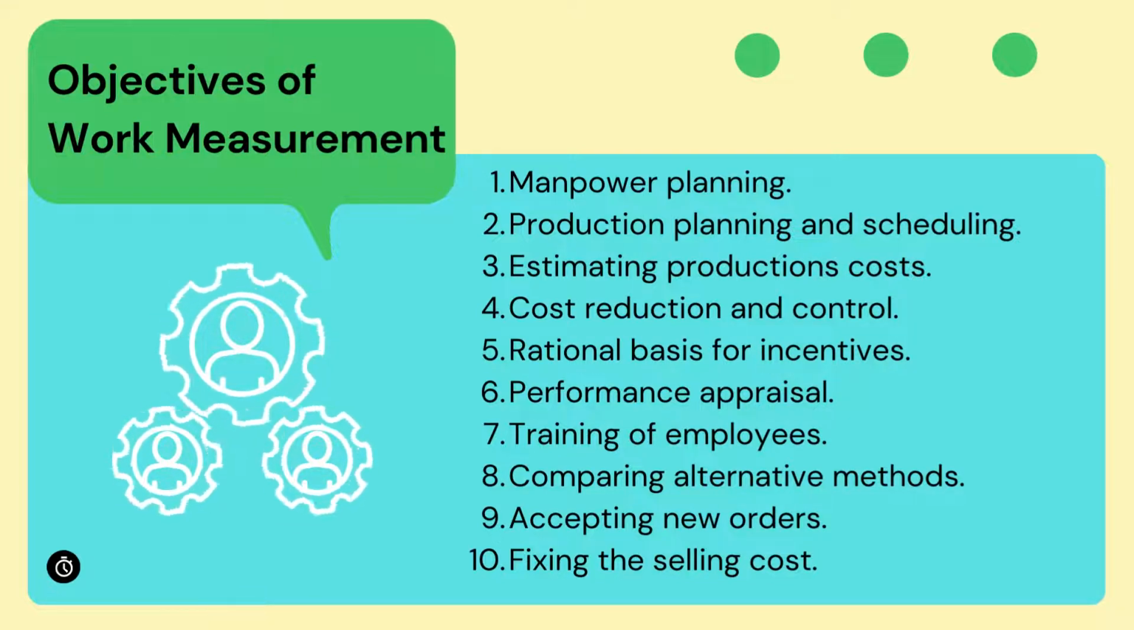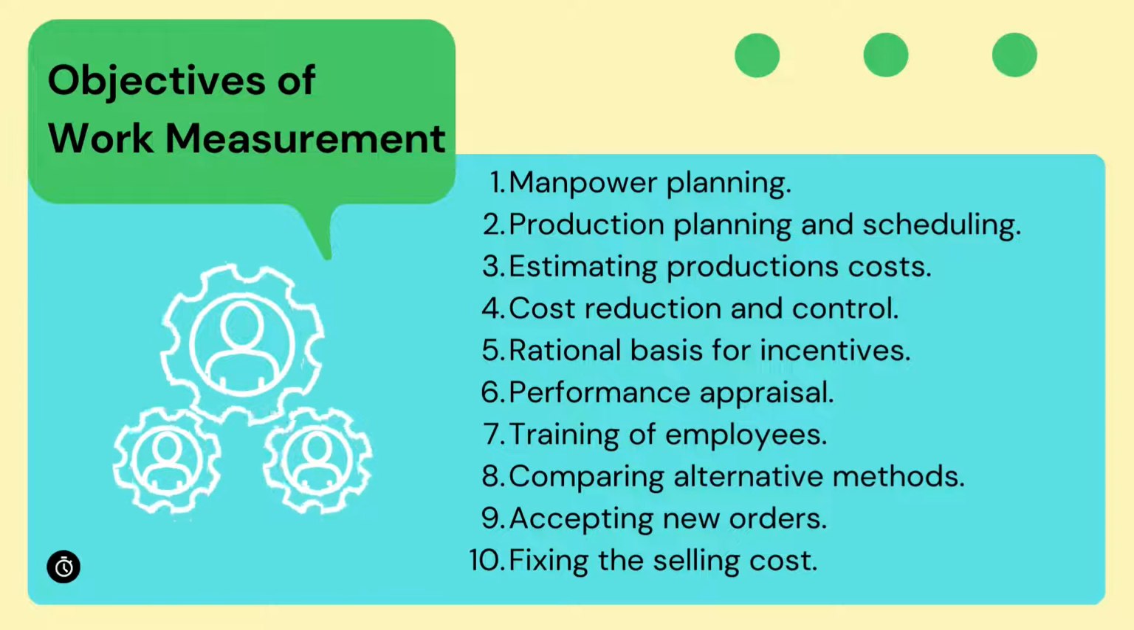Third is estimating production costs. This is because it gives management accurate data about production time. This data helps to estimate the labor cost. And secondly, indirect costs such as fuel and power consumption, the rents and salaries of staff, etc. also depend on the production time factor.